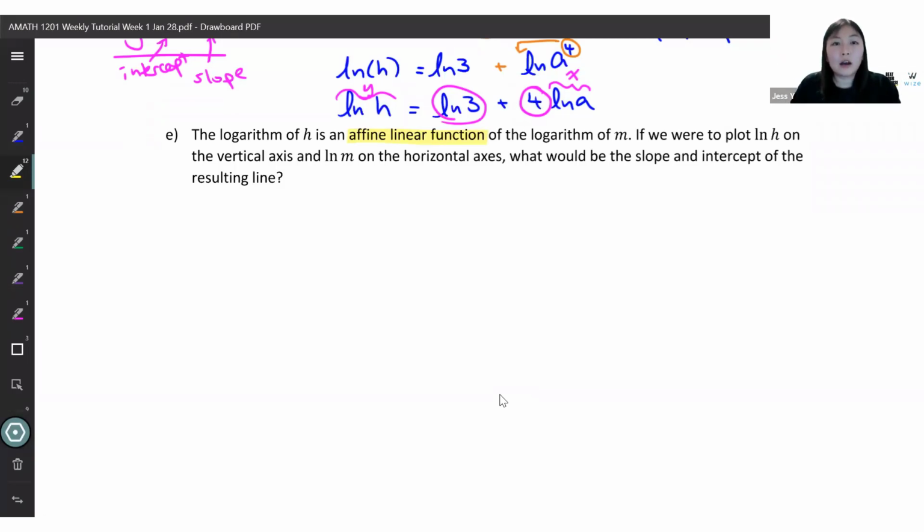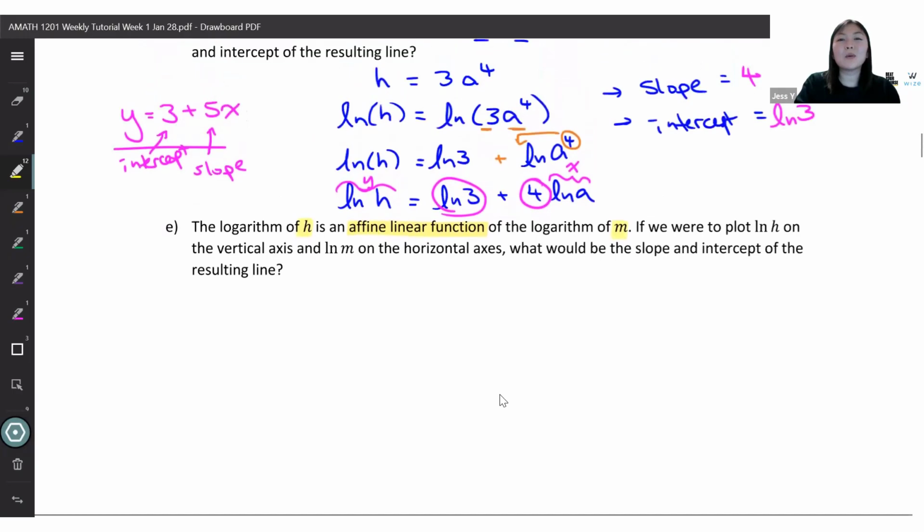If we were to plot ln h on the vertical axis and ln m on the horizontal axis, what would be the slope and intercept of the resulting line? So they're asking us to do the same thing as the last question. They're asking us to find slope and intercept, but it's a little bit fancier here because they want the relationship between h and m.